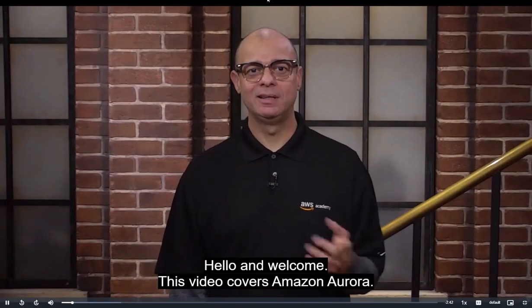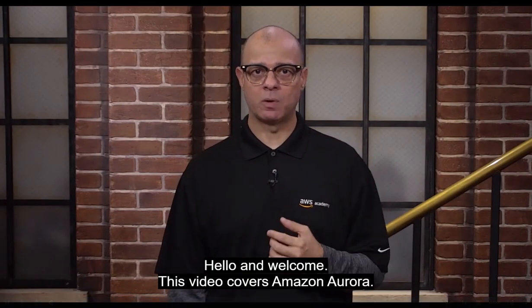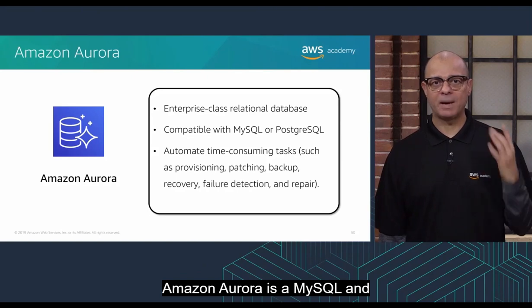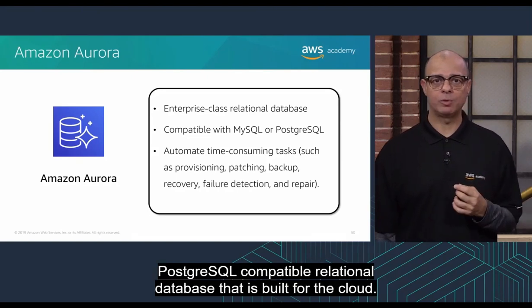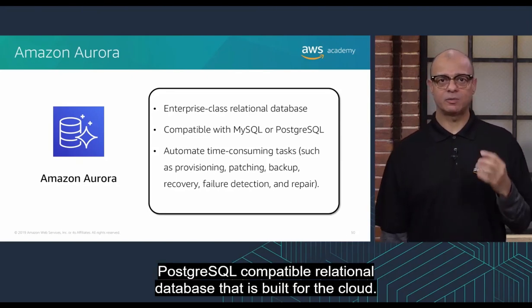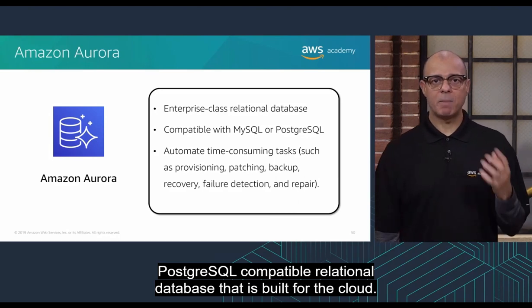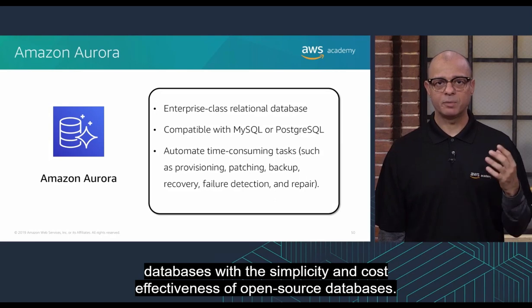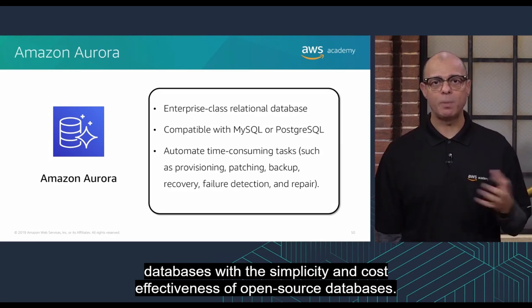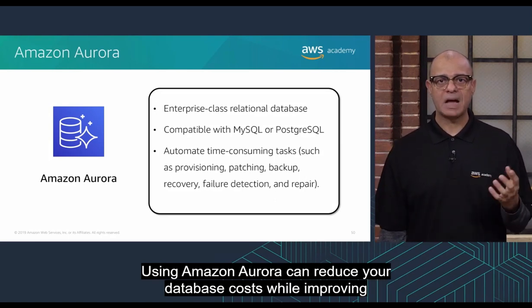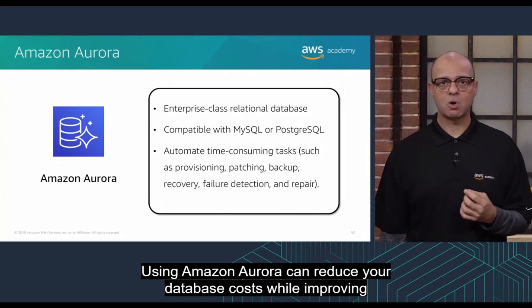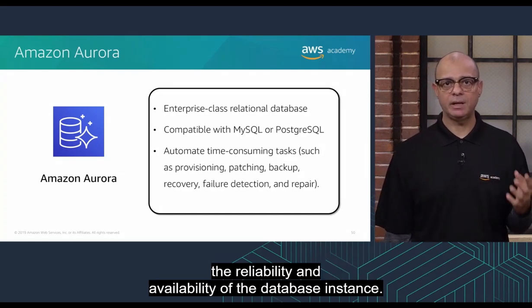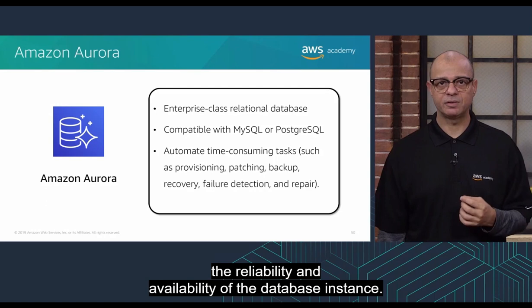Hello and welcome. This video covers Amazon Aurora. Amazon Aurora is a MySQL and PostgreSQL compatible relational database that is built for the cloud. It combines the performance and availability of high-end commercial databases with the simplicity and cost-effectiveness of open-source databases. Using Amazon Aurora can reduce your database costs while improving the reliability and availability of the database instance.